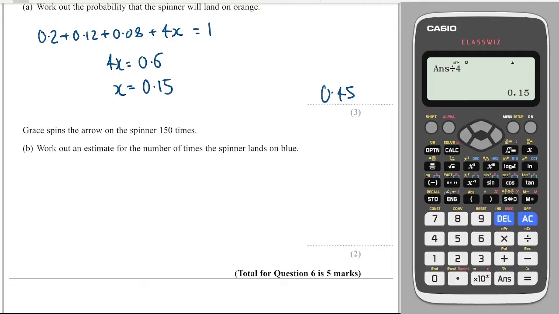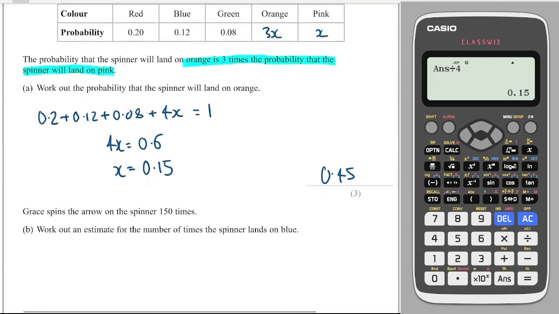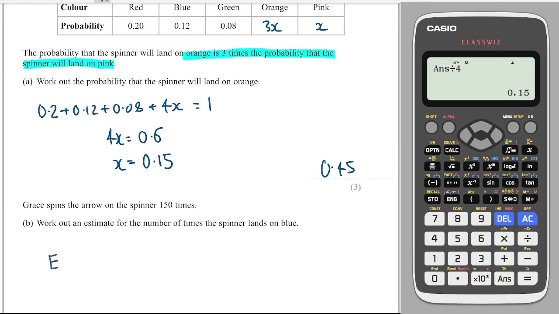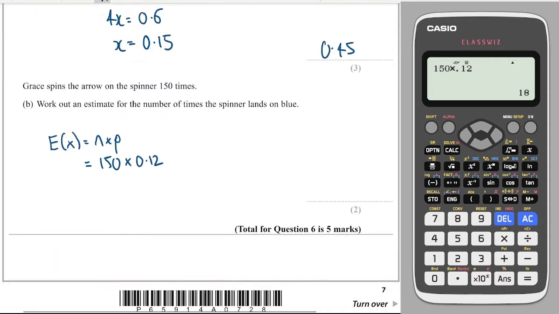Grace spins the arrow on the spinner 150 times. Work out how many times she would expect it to land on blue. Well, the expectation function is the number of trials multiplied by the probability, and the number of trials is 150, so I've times that by the probability of 0.12, and that will give me 18.